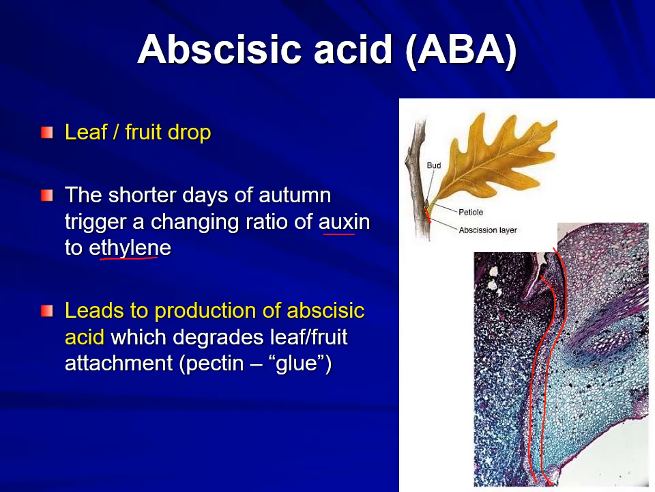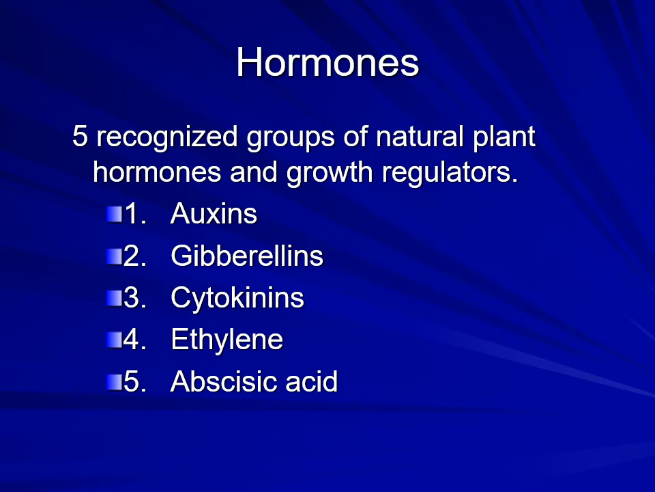So that's abscission, right? Same thing as a fruit ripens. When the plant decides that the fruit is sufficiently ripe, it produces abscisic acid. The abscisic acid breaks down the pectin where the fruit is attached, and then the fruit falls on the ground. So we've covered auxins, gibberellins, cytokinins, ethylene, and abscisic acid, which positions us now to talk about tissue culture.